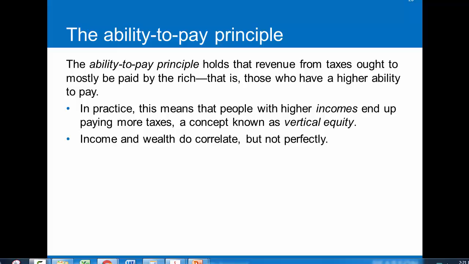So the ability to pay principle holds that revenue from taxes ought to be mostly paid by the rich, that is, those who have higher ability to pay. In practice, this means that people with higher incomes end up paying more taxes, a concept known as vertical equity. Income and wealth do correlate, but not perfectly.